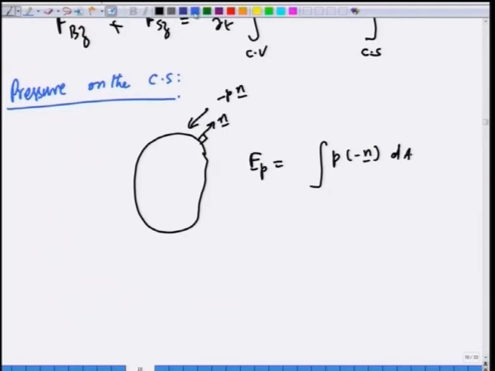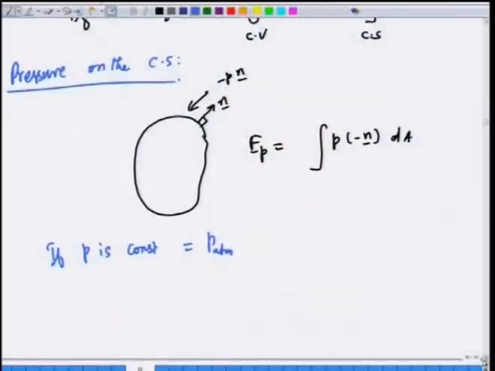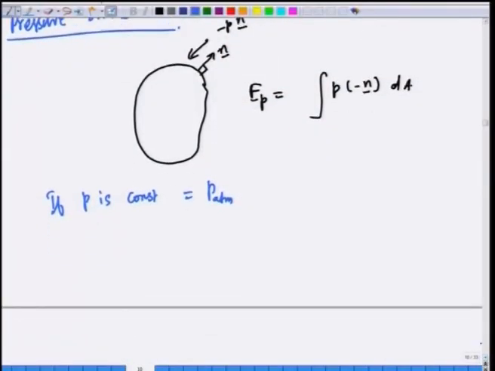Suppose there is a uniform atmospheric pressure acting everywhere, that is, P is constant, let us say due to atmospheric pressure. In many applications you will find that your CV is surrounded by atmospheric pressure, and if that is the only pressure acting on the CV, then P is constant. So F_p, since P is constant, you can pull it out, minus P also pulled out, and dA.